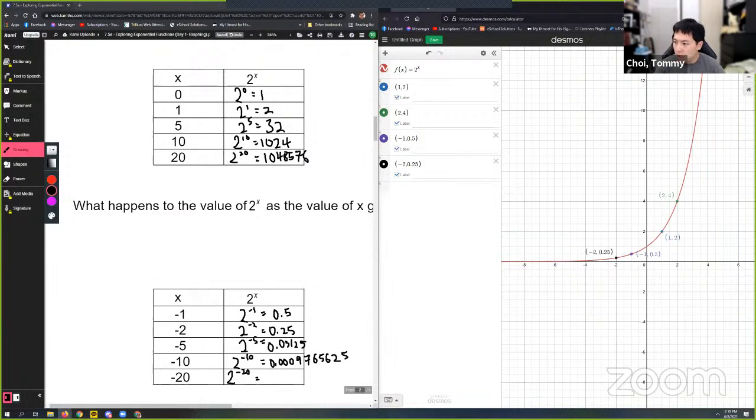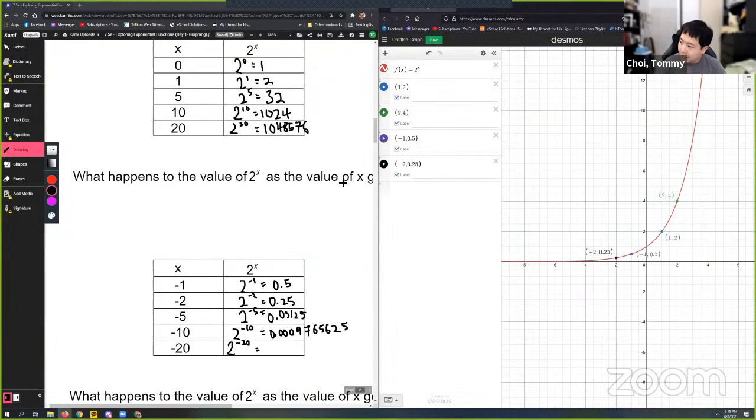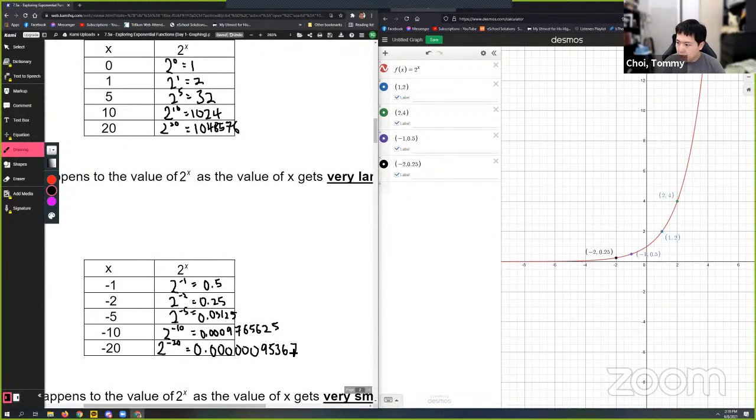2 to the negative 20. If you do that on a scientific calculator, you should get scientific notation. But if you do this with just decimals, I'm going to show you how small it gets. 0.000000953674316. As you can see, a very, very small number, right?